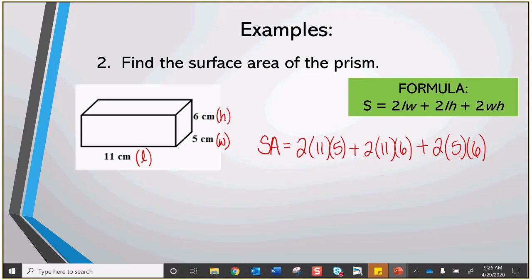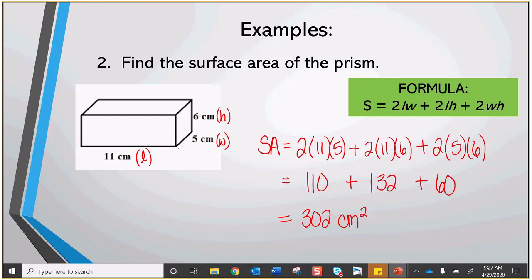Okay, let me check. I forget what the answer is. 2 times 55 plus. Yeah, that's what I got. So this is 110. This is 132. Is that right? Yeah. And this is 60. 302 centimeters squared.